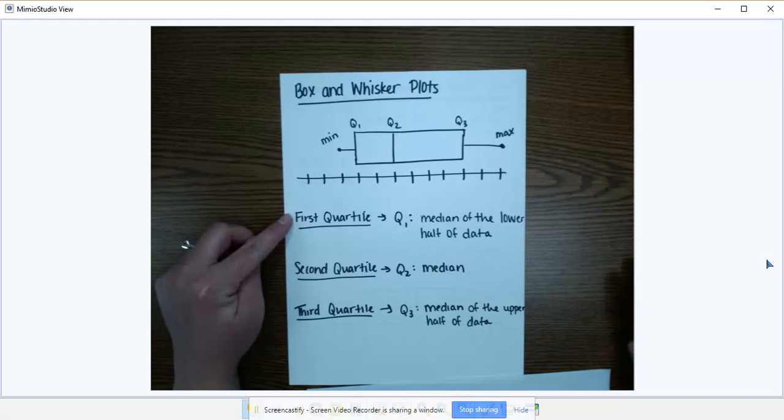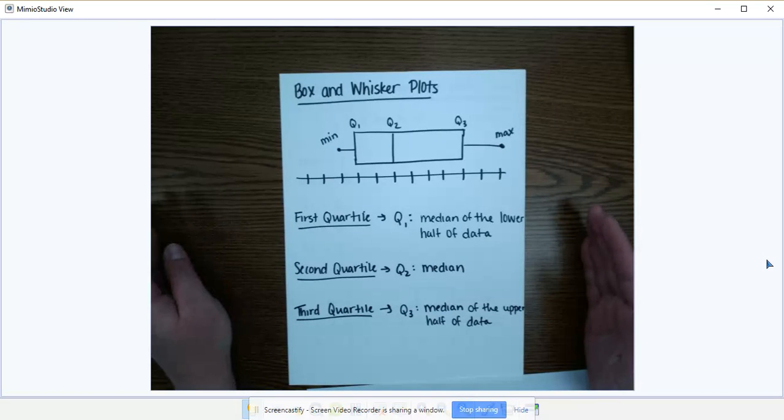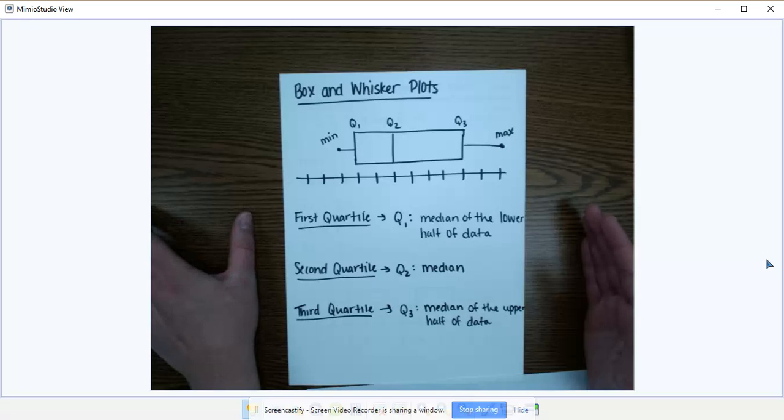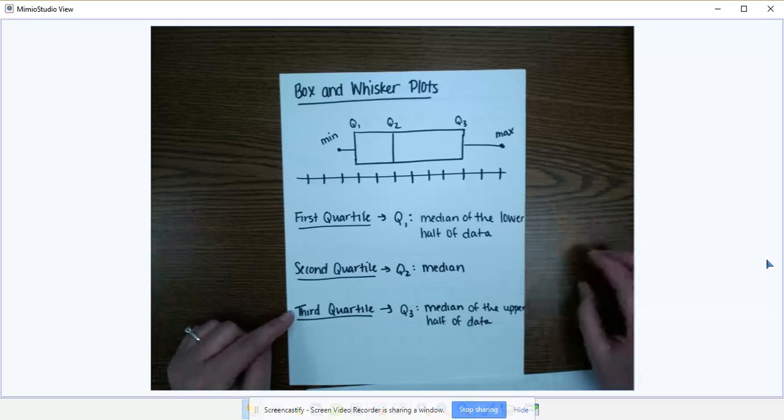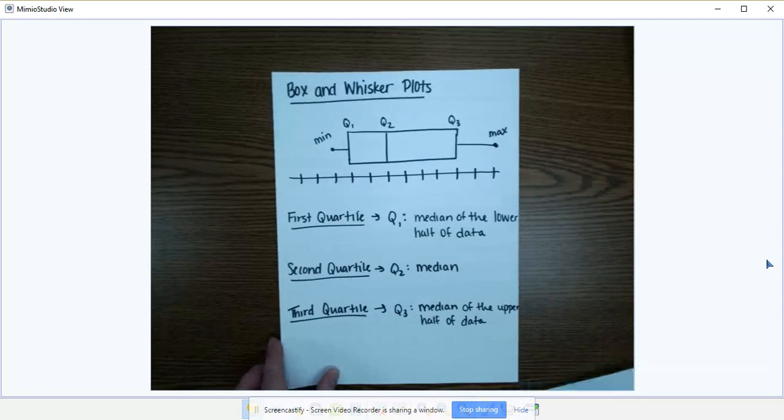Then your first quartile takes that lower half of the data. After you find the second quartile, you kind of cut your information in half. The first quartile takes that first half of numbers and finds the median of those. The third quartile takes the upper half of the data and finds the median of those data values.